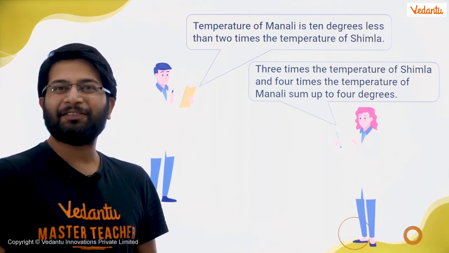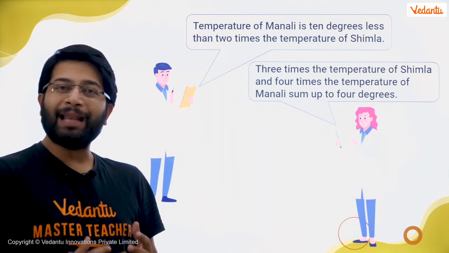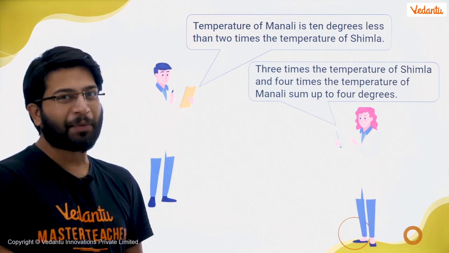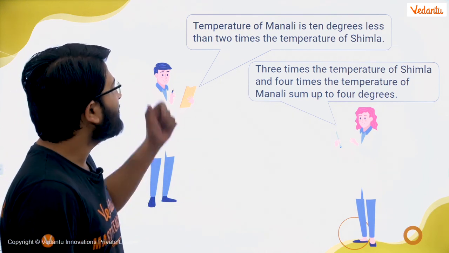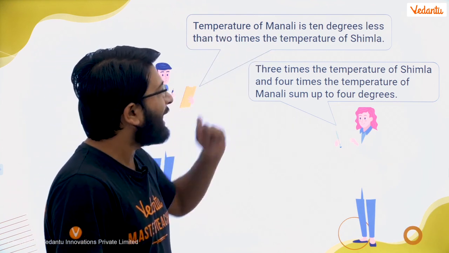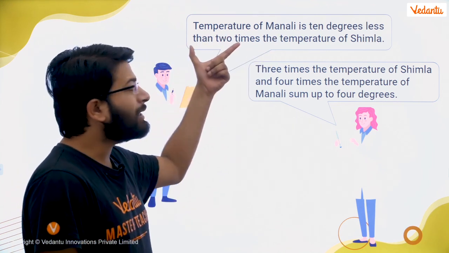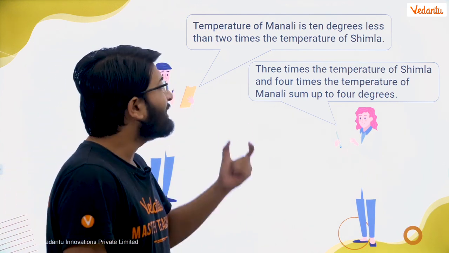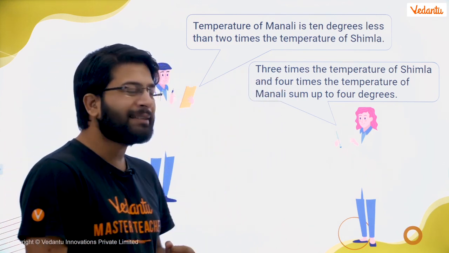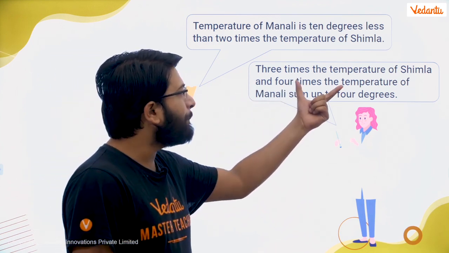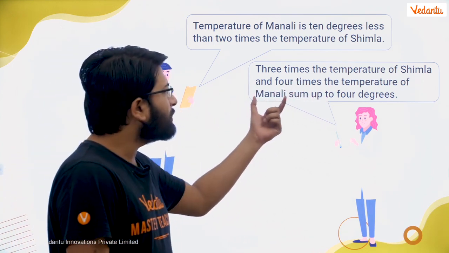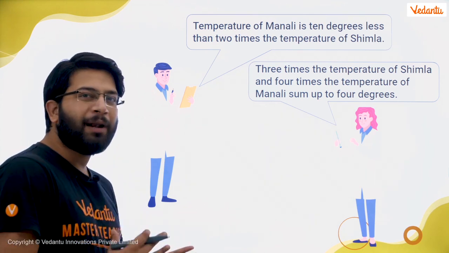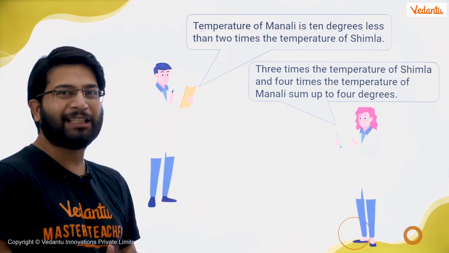So let's start the class with a very interesting question. Let's say, champ, we have two scientists and both of them are discussing a very interesting problem. Scientist one says the temperature of Manali is 10 degrees less than twice the temperature of Simla. Scientist two is saying that 3 times the temperature of Simla and 4 times the temperature of Manali sums up to 4 degrees. So can we find out the temperature of Simla and Manali with the help of these two pieces of information?